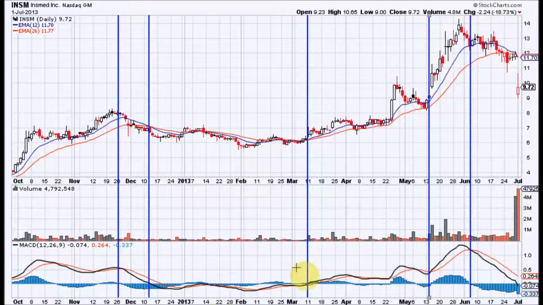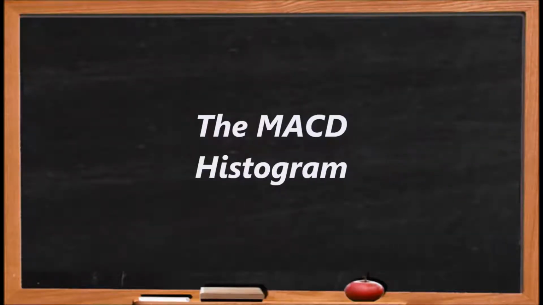Okay, I don't really see any others on this particular chart. So the primary is when the MACD crosses down through the center line or up through the center line. The secondaries are when the MACD crosses down through the signal line or up through the signal line, or in this case again down through the signal line.